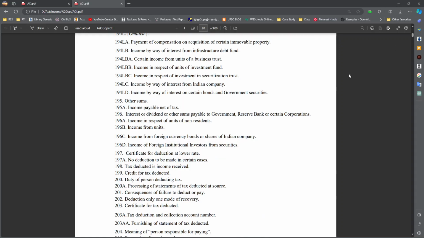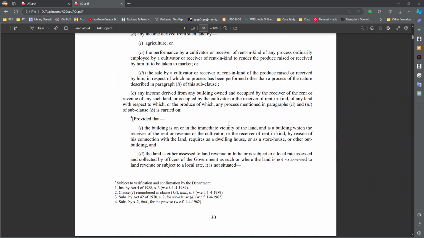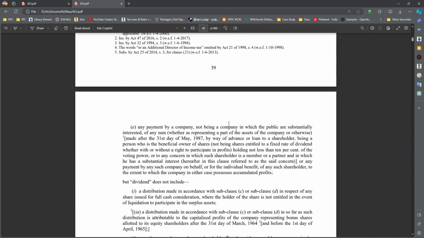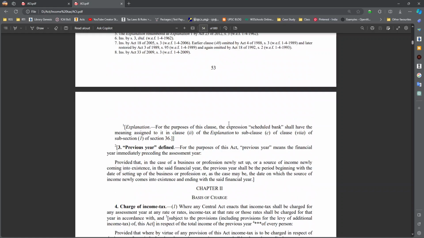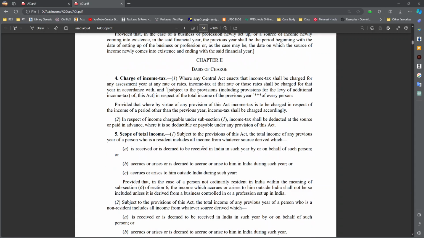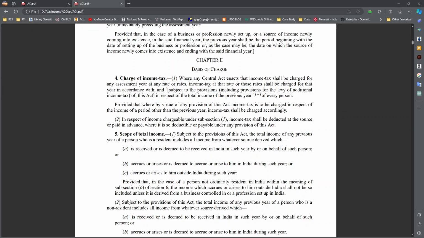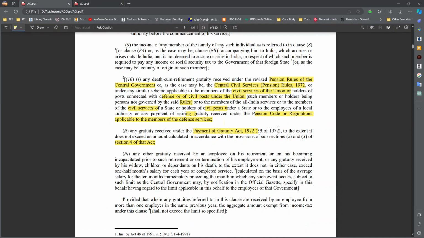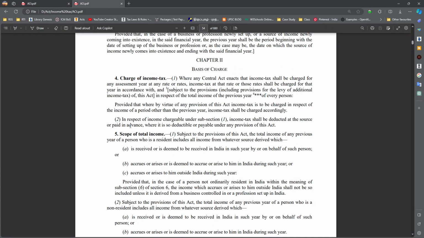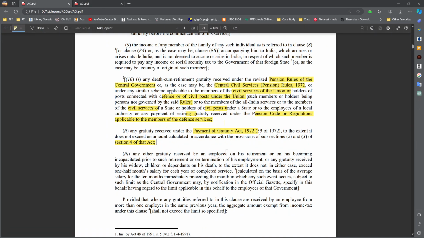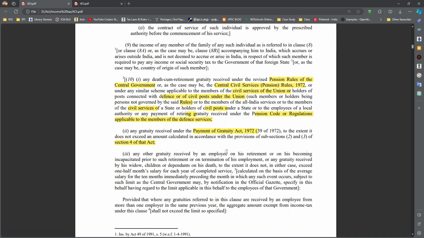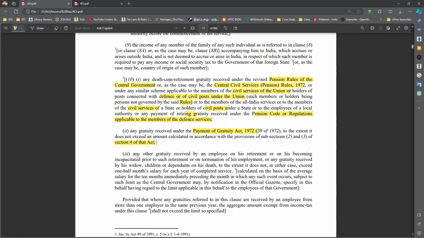Charge of income tax. So the central government enacts total income to charge in any assessment year, the rate. On that rate we charge. Oh, sorry, payment of gratuity. Under the Payment of Gratuity Act, section 4 and section 2 and 3. You want to see that section, not the Income Tax Act, okay?